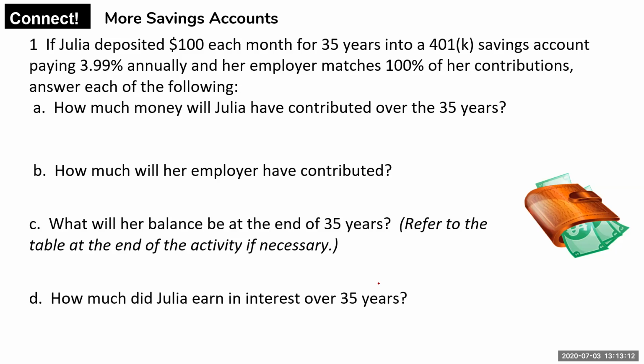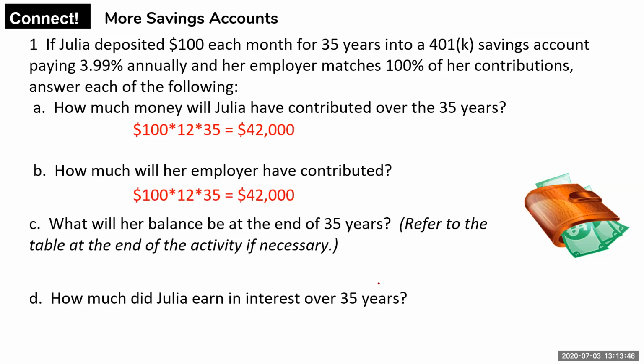How much money would Julia have contributed over the 35 years? So for 35 years, we want to know how much Julia would have contributed, right? So Julia would do 100 multiplied by 12 because there are 12 months in a year, and multiply by the number of years. So Julia will contribute 42,000. And looking at the fact that the company does 100% matching, the company is going to contribute the same amount.